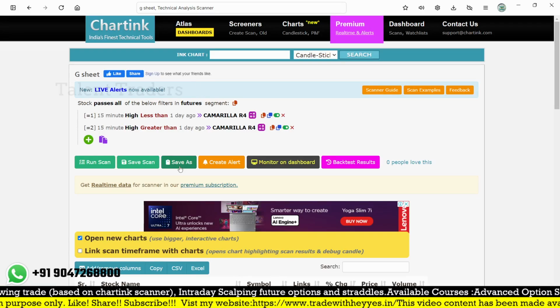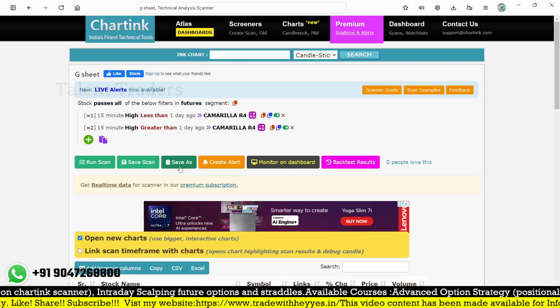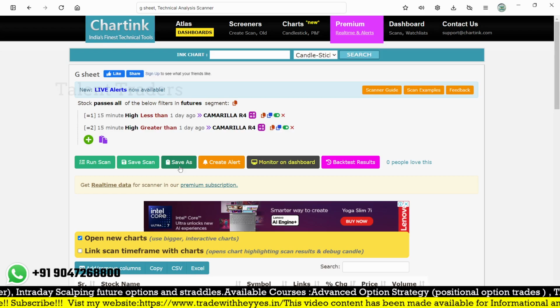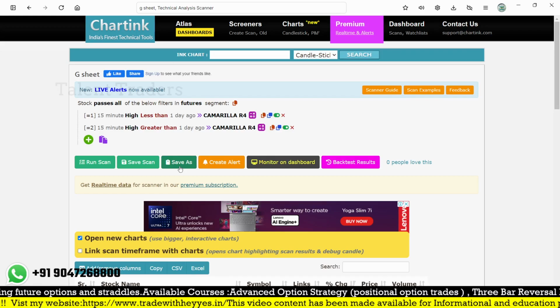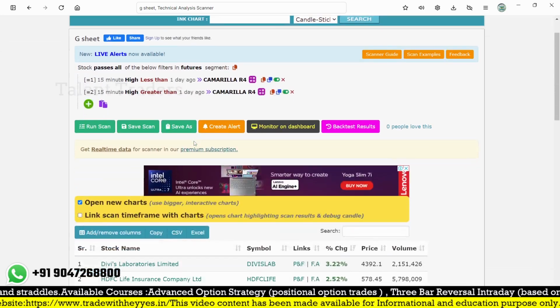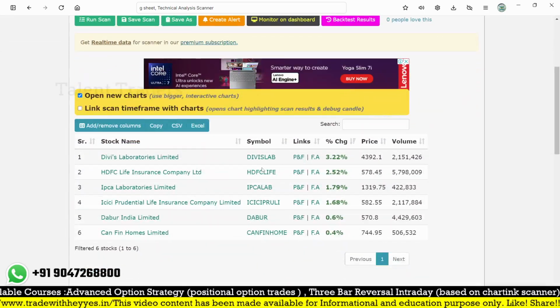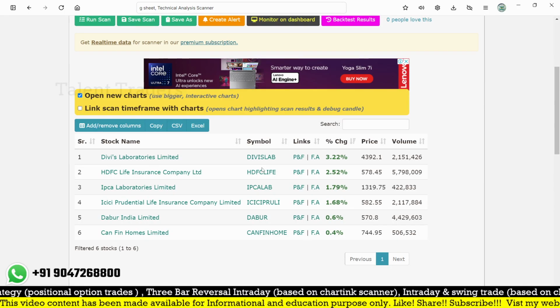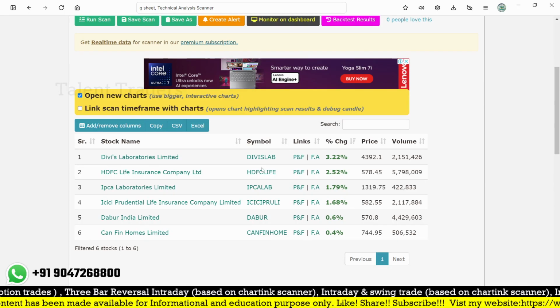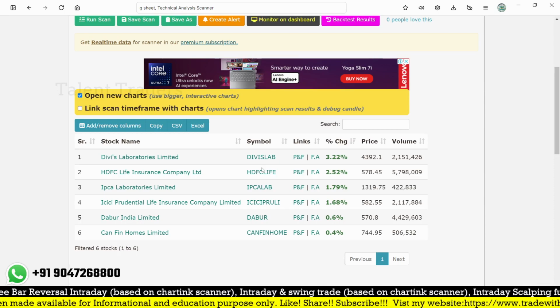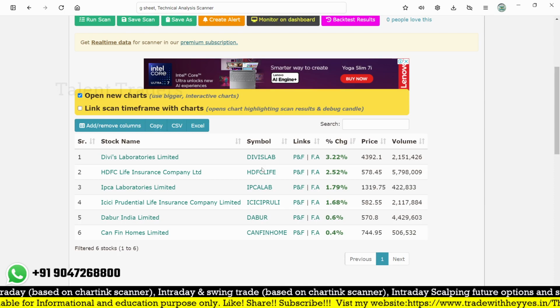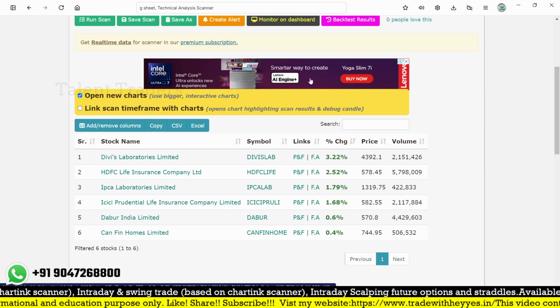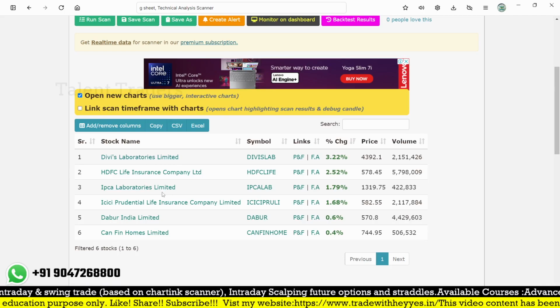So our logic is to find a stock which gives the R4 breakout, and before that, in the second candle only. If I'm looking for a second candle only for bullish trade opportunities, these are the stocks: Divis Lab, HDFC Life Insurance, IPCA, ICICI Prudential, Dabur, and Canfin. So these are all the stocks giving the breakout. So Divis Lab would be there in the scanner.